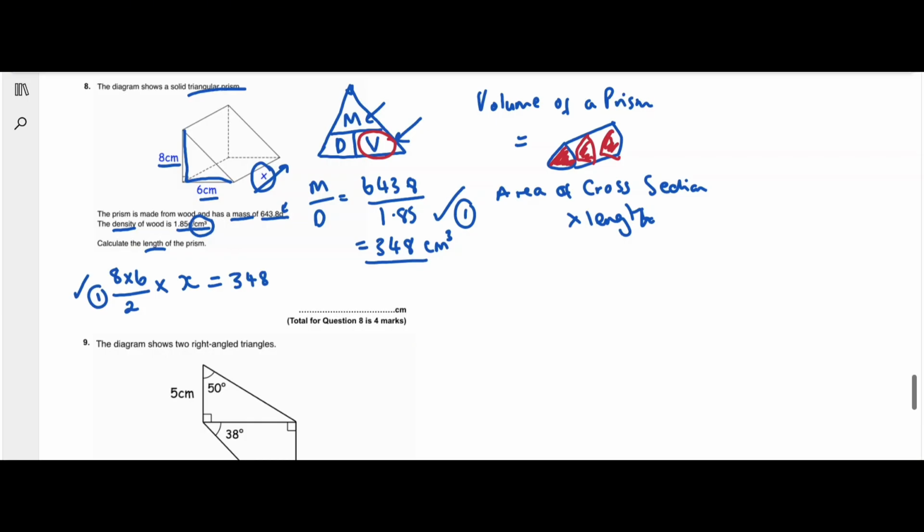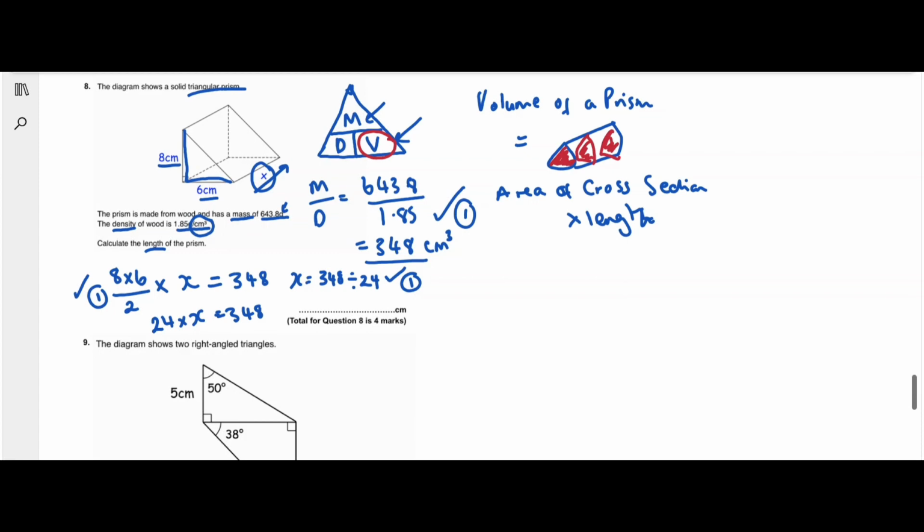So now I can work out the bits of information that I know. Well, 8 times 6 is 48. Divide that by 2 is 24. So that's there. So I would say we're up to 2 marks now. My next mark is for then solving this. The opposite of timesing by 24 is to divide by 24. So x is going to equal 348 divided by 24. So I'm going to do 348 divided by 24. Showing that calculation there will be your next mark for showing you know you need to divide by 24.